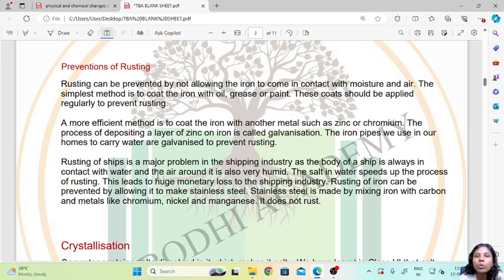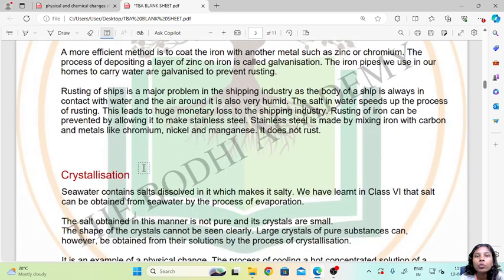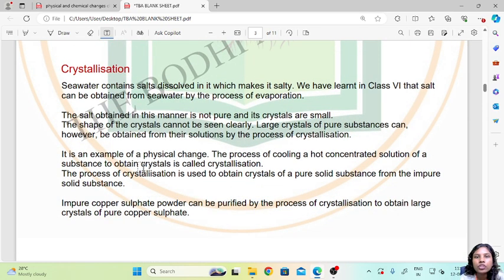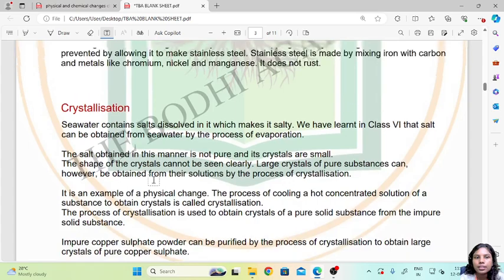We said that we can use oil, grease or paint. If you want to go a little higher, then we can do the process of galvanization, that is coating the iron with a layer of zinc. And for ships and all, we said that we can move towards stainless steel. We also learned the process of crystallization, in which the process of cooling a hot concentrated solution of a substance to obtain crystals is called crystallization, and this can also be used to purify any given crystals.